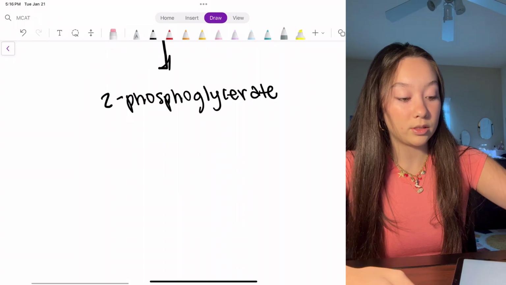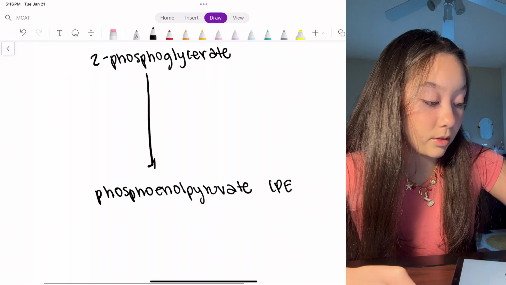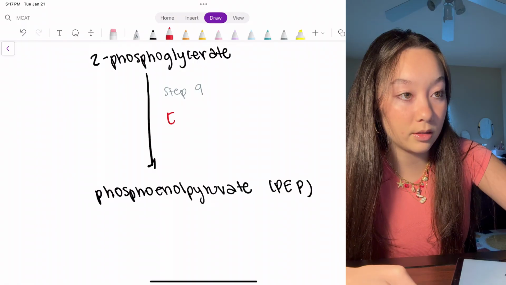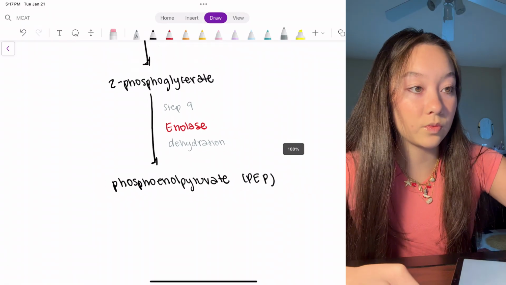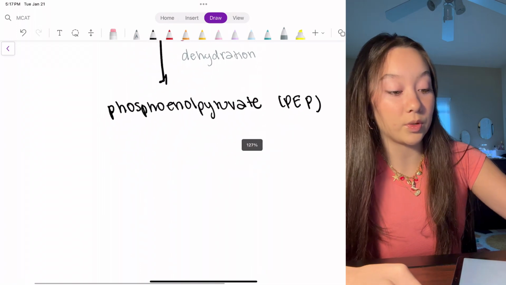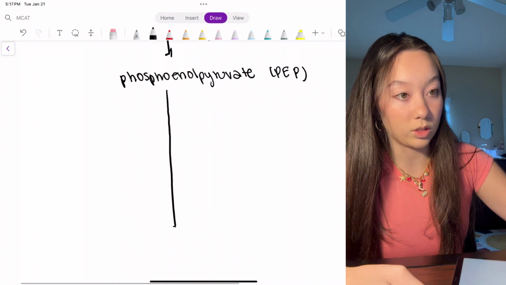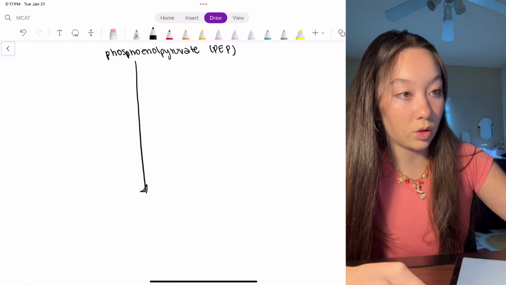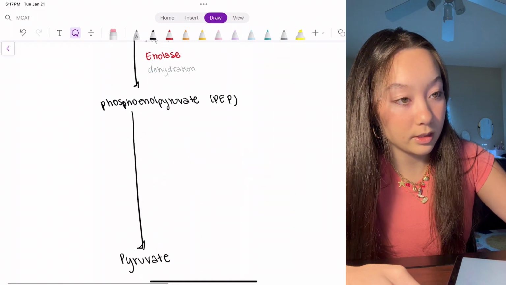Quickly moving on, we form phosphoenol pyruvate, or PEP. This is step 9. This is catalyzed by an enzyme called enolase, a simple one, and this is a dehydration reaction. And that's all that happens here. We just form PEP. And so the very last step, obviously, is going to take us to pyruvate because that is our goal. I'm gonna make this one extra big because we're gonna add stuff on later. This is going all the way to pyruvate. And this is step 10.